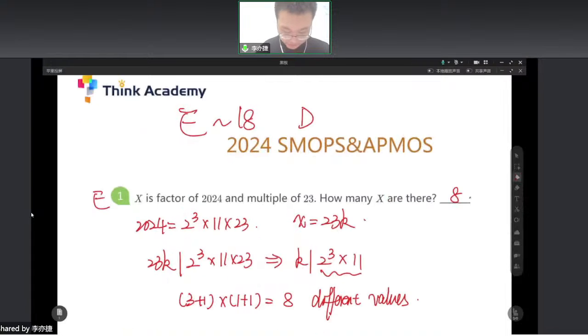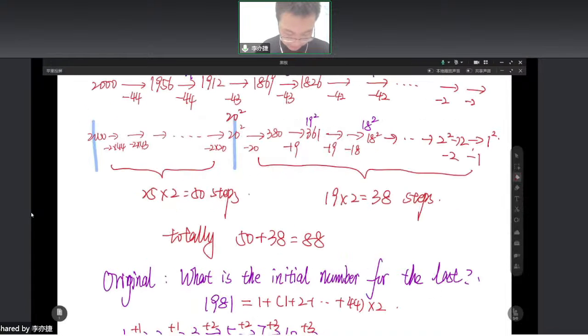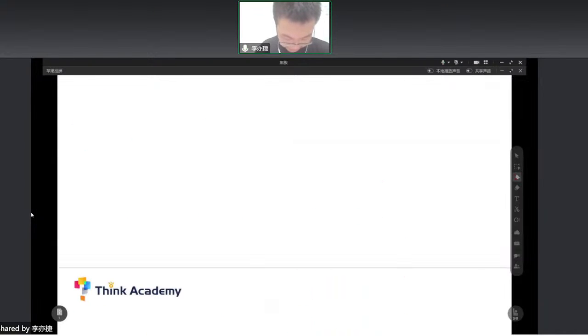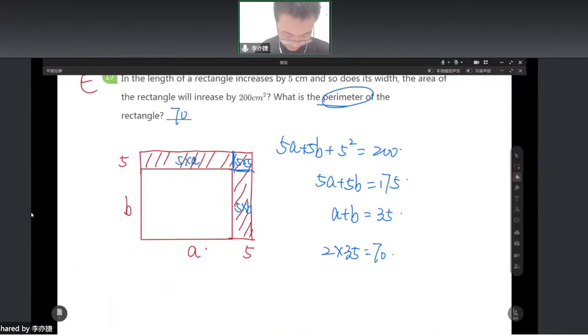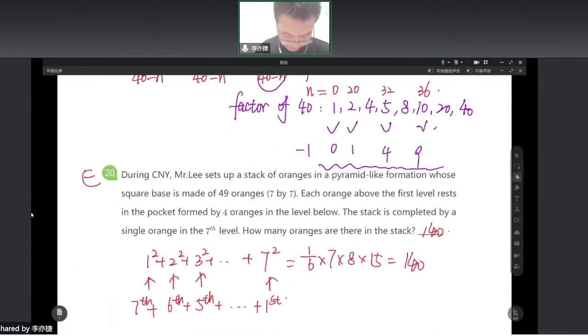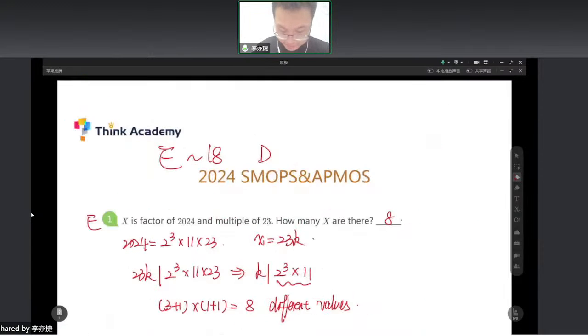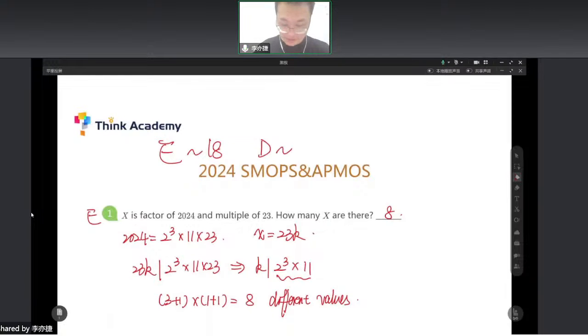How many difficult questions are there? So 1, 2, 3, 4. 4 difficult questions. Maybe we treat it as 5 because we have a question missing, right? Maybe treat it as 6. The others are the normal questions. Maybe the ratio is like this, 3 to 1 to 1. Quite close. So now maybe we do the estimation here.